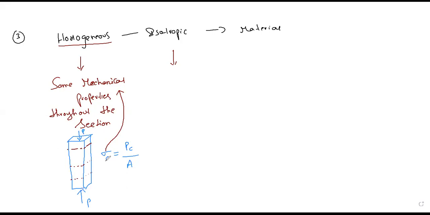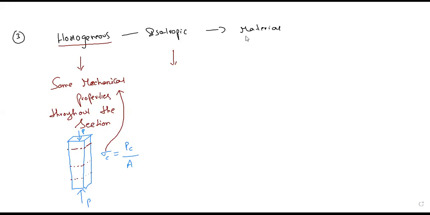Not only compression strength, it could be tensile strength, shear strength, bending strength, or hardness. Like this, torsional strength too, they are all mechanical properties. Understand? So this is the meaning of homogeneous.